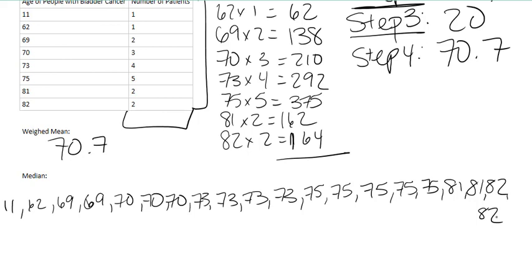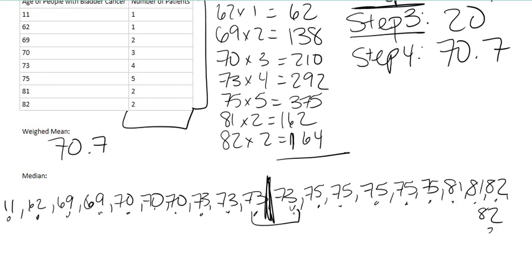Now we're going to cut this in half. So 20 divided by 2 is 10. So let's count. 1, 2, 3, 4, 5, 6, 7, 8, 9, 10. And then we're going to draw a line in between. And then we're going to make sure we have 10 over here. 1, 2, 3, 4, 5, 6, 7, 8, 9, 10. Perfect. So the median is the number between.